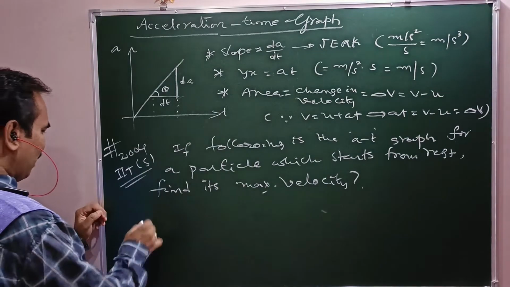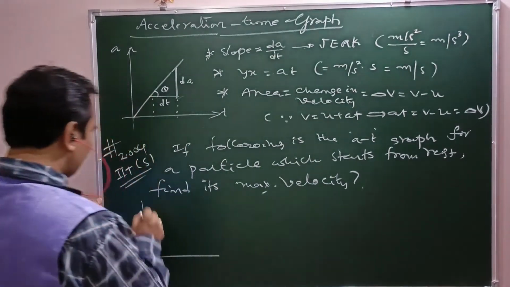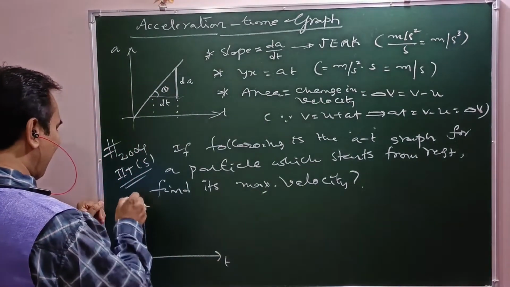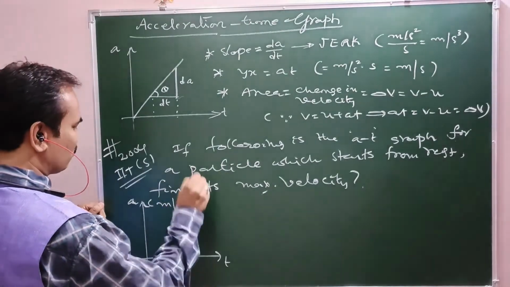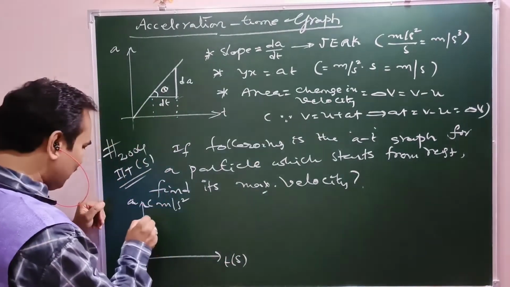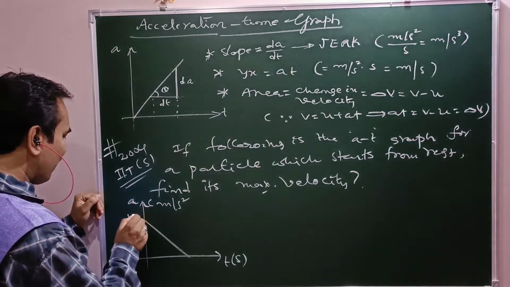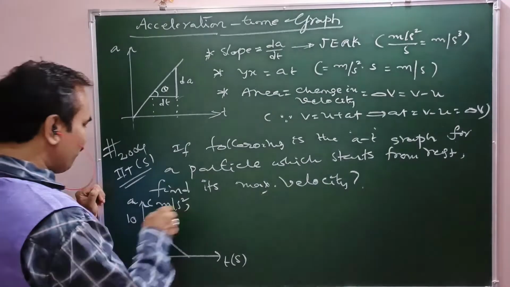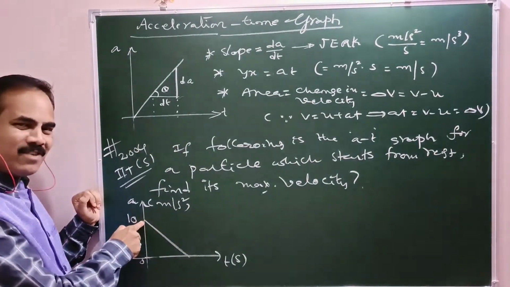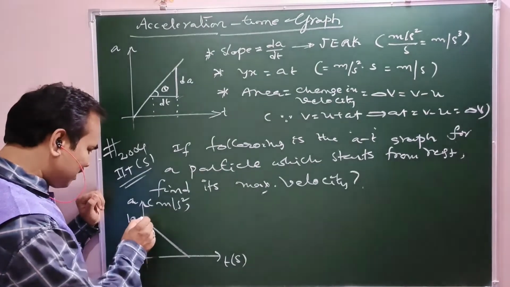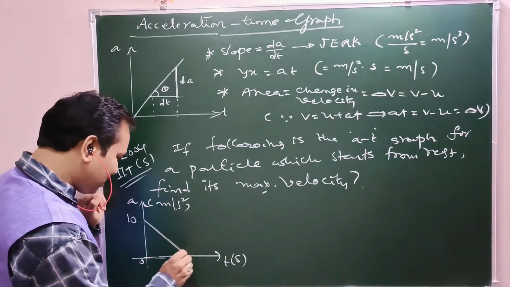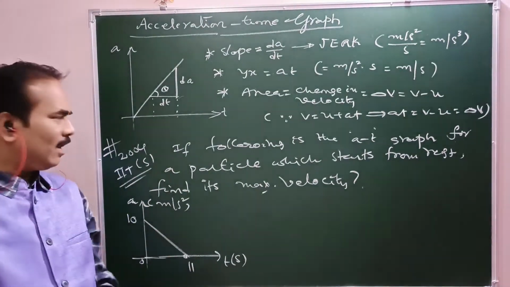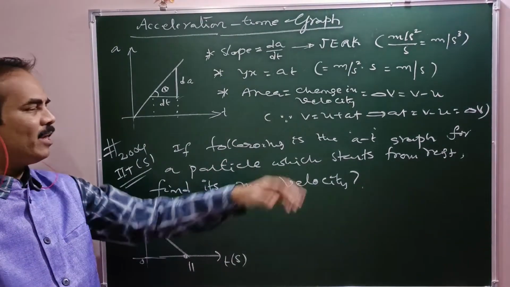Here we have one graph as data. What is that graph? Acceleration versus time. Acceleration a is in meter per second square, and time is in seconds. The maximum acceleration is at t equals 0, and that value is 10 meter per second square. Now, acceleration decreases at a constant rate and becomes 0 somewhere here at 11 seconds. So it is a very simple question. This is the given graph for a particle which moves along a straight line with zero initial velocity.